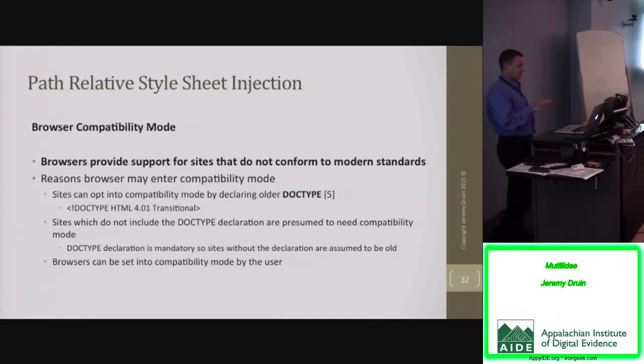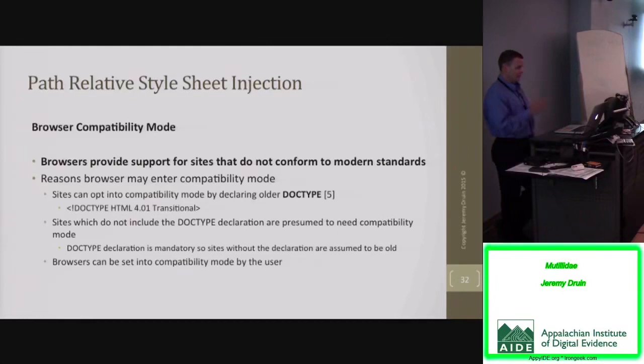Now, sites themselves can also opt into compatibility mode. So they can declare doc types like the one seen here, the transitional doc type, and try to talk the browser into going into compatibility mode in order to use some older content that may not work strictly in the HTML5 specification, the current specification. Of course, the users themselves can actually set the browser into compatibility mode. I think Internet Explorer even provides a nice little button for you to click to set compatibility mode, and all the browsers pretty much let you go into the options and set compatibility mode.